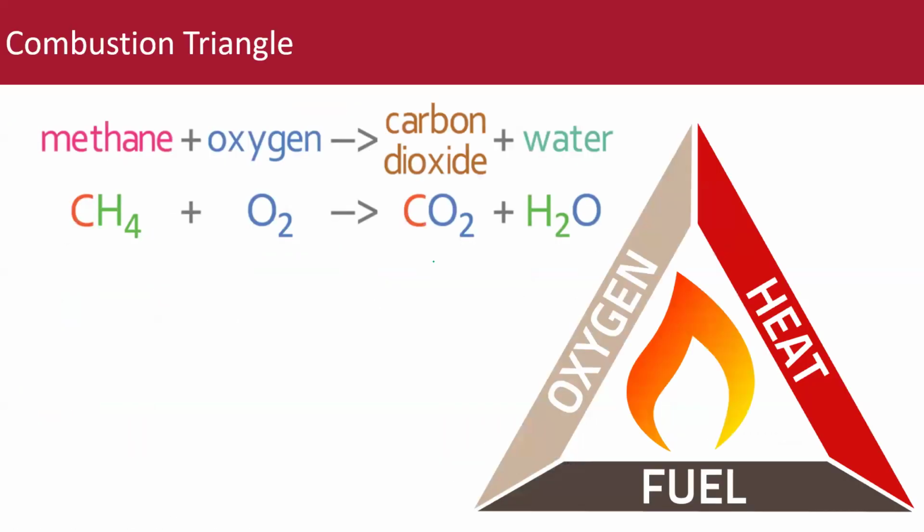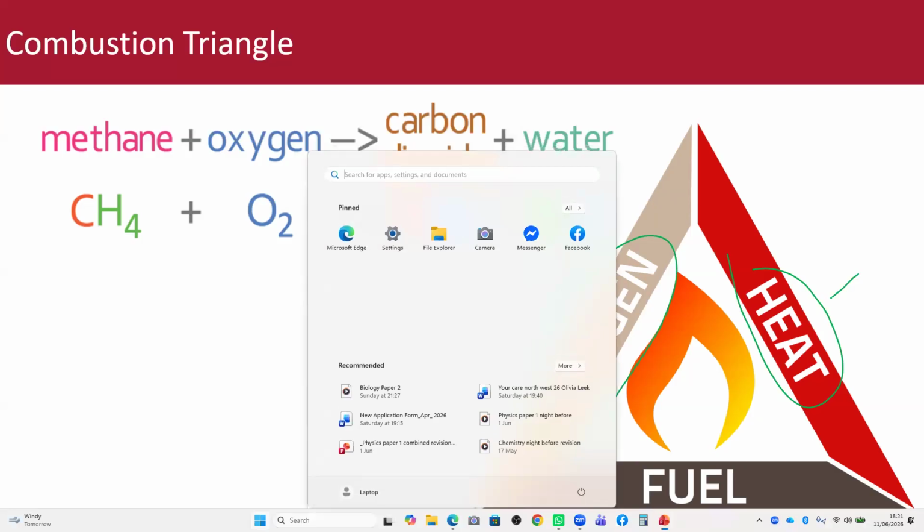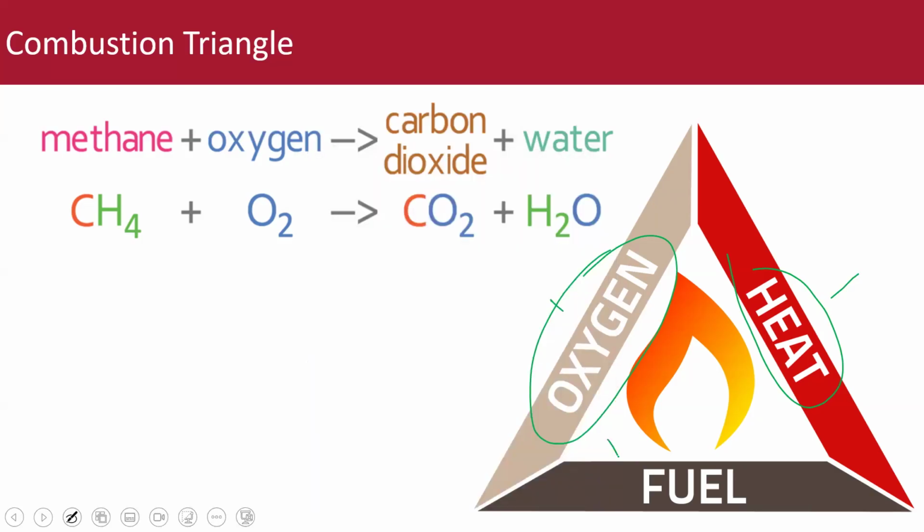Okay, right, combustion. So we're getting on to the next topic. We've got methane and oxygen makes carbon dioxide and water. Normal combustion. Then you've got your key stage 2 combustion triangle. For something to burn, you need oxygen, you need heat, and you need fuel.